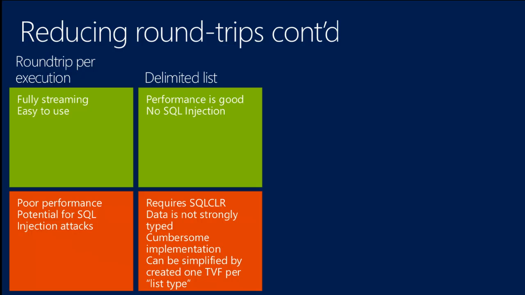The delimited list is definitely faster. You don't have any SQL injection because we transform the thing on the server side. As you saw, it required SQL CLR, so you can't really do it in a platform as a service. It is not strongly typed, so you get a string and you need to transform it to the types that you want to insert. So you need to be careful there not to get into conversion errors and stuff like that. The implementation is slightly more difficult. You saw you need to do some pivoting, and you need to have the CLR in place. Well, you can simplify it if you get a TVP for each list type. This is more like good programming practice.